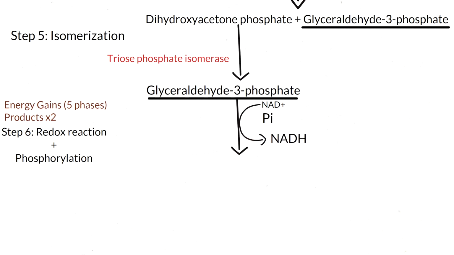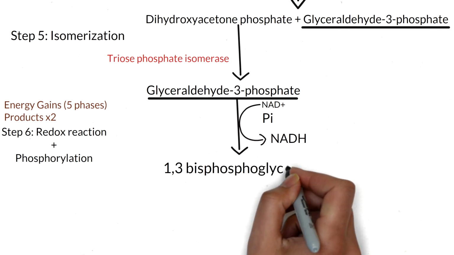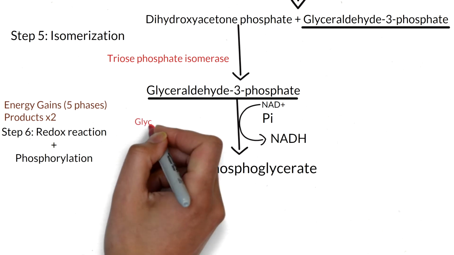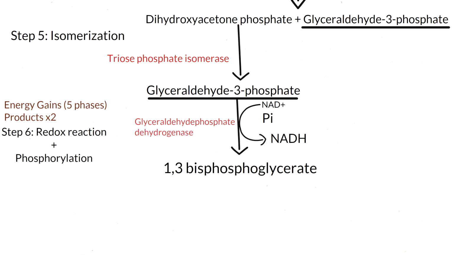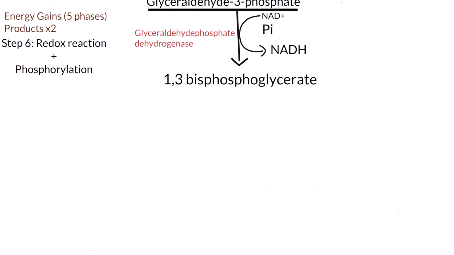Then the inorganic phosphate will be used to phosphorylate carbon number 1 in glyceraldehyde 3-phosphate, and this will lead to the production of 1,3-bisphosphoglycerate. Both reactions are catalyzed by glyceraldehyde phosphate dehydrogenase. Dehydrogenase simply refers to the removal of hydrogen from glyceraldehyde 3-phosphate by NAD+.